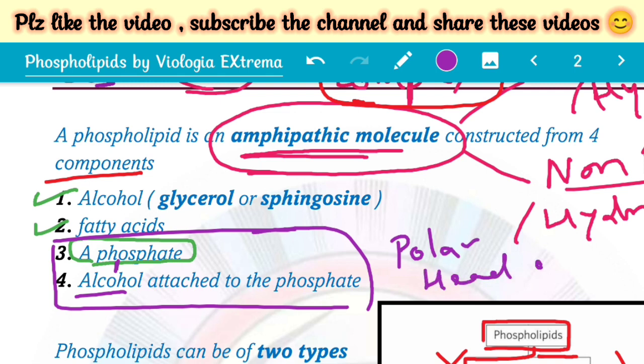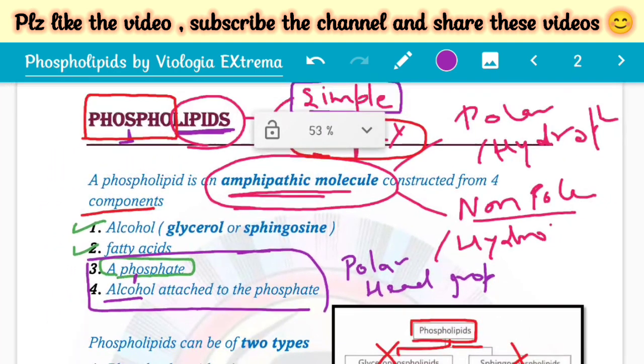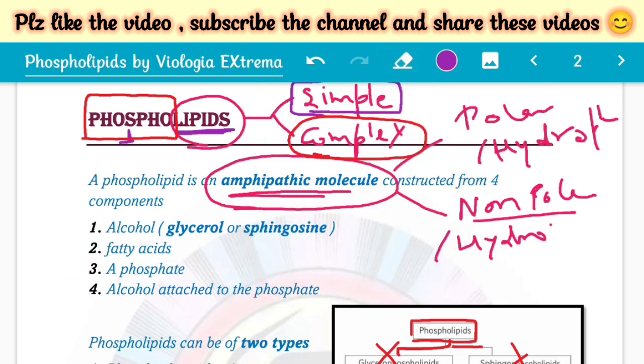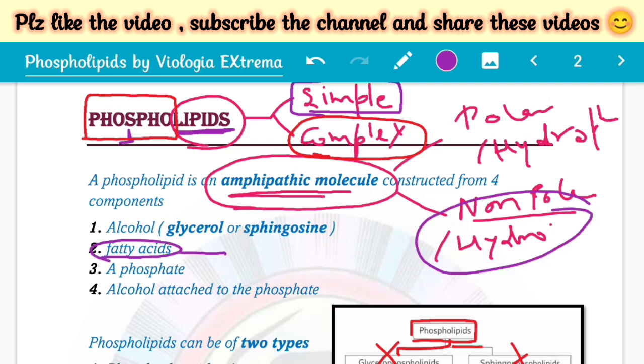In this whole molecule, only the fatty acids are non-polar. Because it is an amphipathic molecule, which part is polar and which part is non-polar? The fatty acids are the only part which is non-polar, which is hydrophobic. The rest of the parts are polar. Alcohol will always be a polar molecule, and phosphate is also a polar molecule.